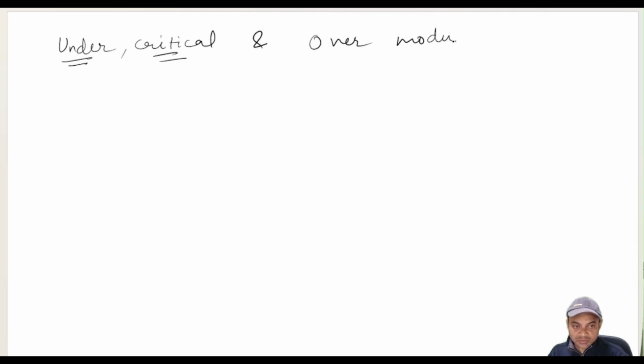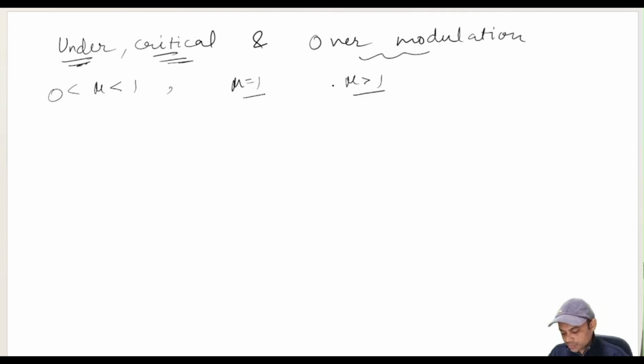We have already talked about mu under different situations. We are just repeating to understand: under modulation, critical modulation, and over modulation. These three terms we have already seen. Under modulation is when mu is between 0 and 1, critical modulation happens when mu equal to 1, and for over modulation the condition is mu greater than 1. First we will see under modulation.